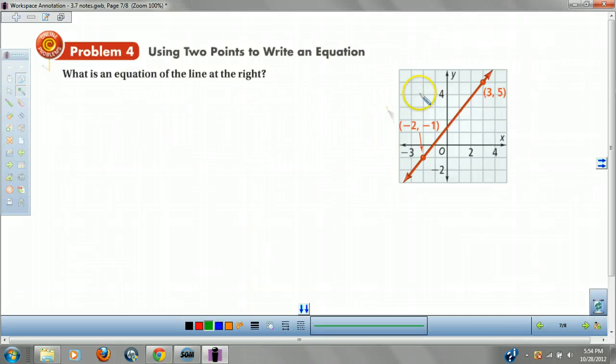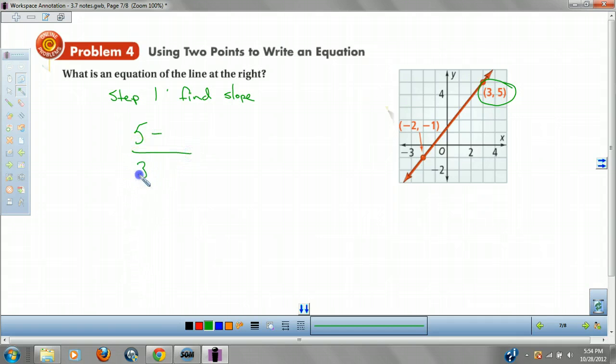Okay, use 2 points to write the equation of a line. Step 1 is always going to be find slope. So I'm going to take this point, 3, 5. I'm going to set my slope equation up. My y minus something over my x minus something. And I'm going to take my point, negative 2, -1. Plug those in. 5 minus negative 1 over 3 minus negative 2, which these become positive, these become positive. 6 over 5 is my slope.